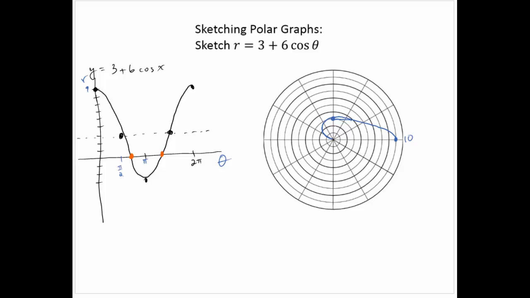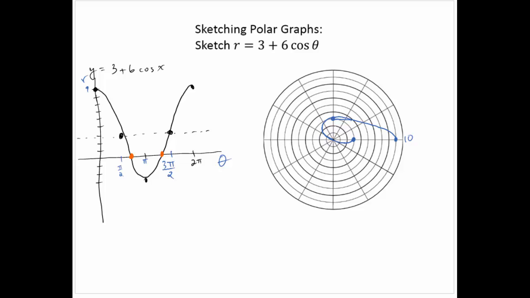And then when theta is pi, the radius is negative 3. So the radius goes through 0 and then goes to negative 3. Then what happens? The radius comes back to 0 and back to positive 3 at 3 pi over 2.